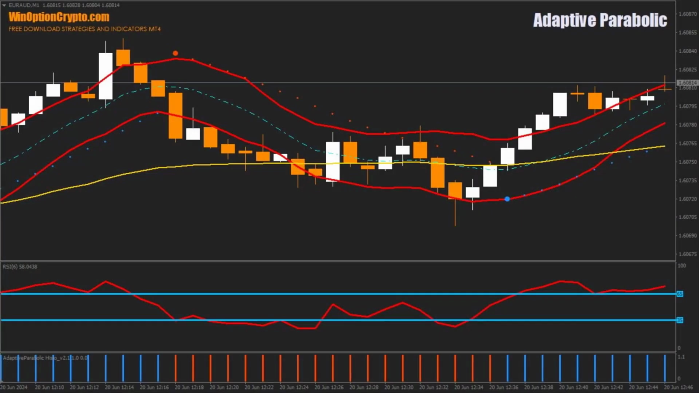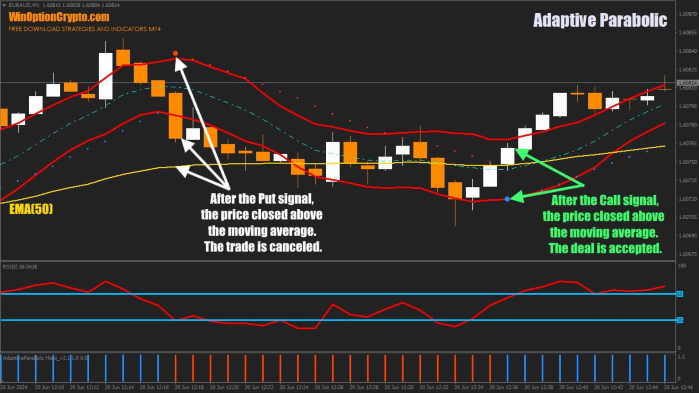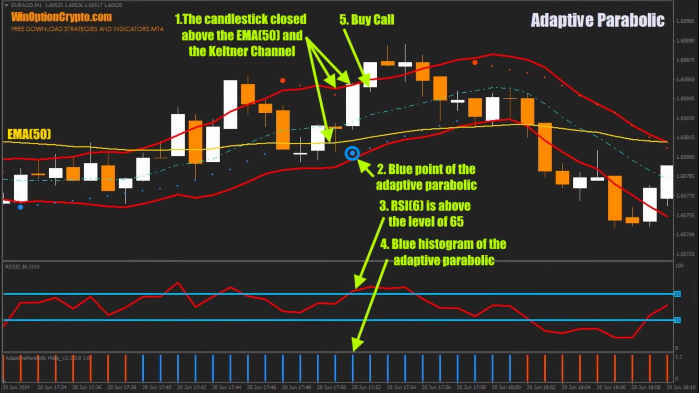Now let's look at the rules for trading binary options using this strategy. As practice shows, such trading systems demonstrate good results if their signals are consistent with the current market trend. Therefore, to increase the percentage of profitable trades, we will add an exponential moving average with a period of 50 to the strategy. To filter out false signals, we will use a simple rule. Buy a call option when the candle closes above EMA 50 and a put option when the candle closes below EMA 50.